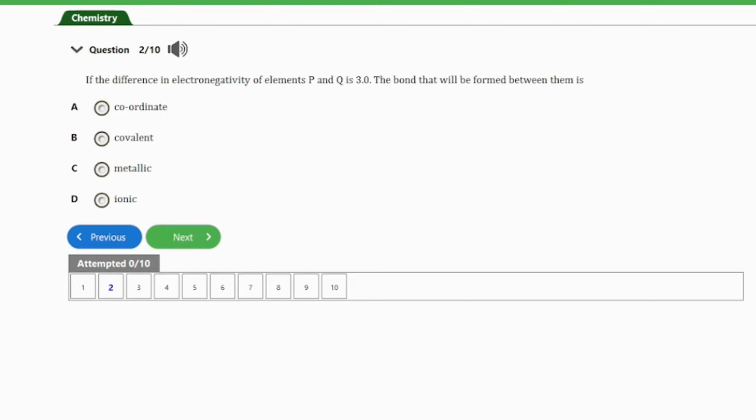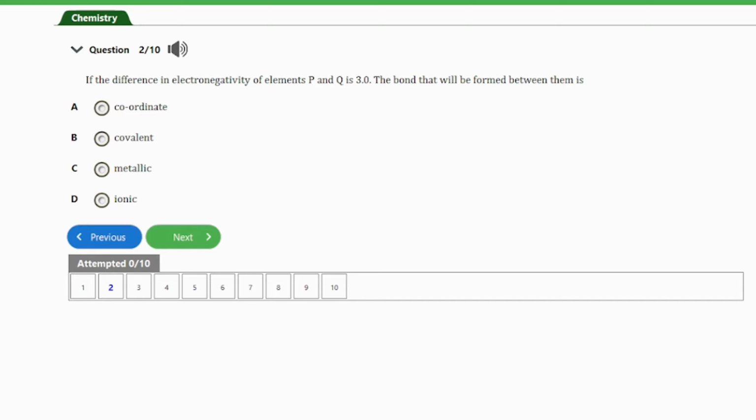Let's consider the next question, and that's question number 2. The question says, if the difference in electronegativity of elements P and Q is 3.0, the bond that will be formed between them is A, coordinate, B, covalent, C, metallic, D, ionic. The answer to this question will be option D, and that's ionic.